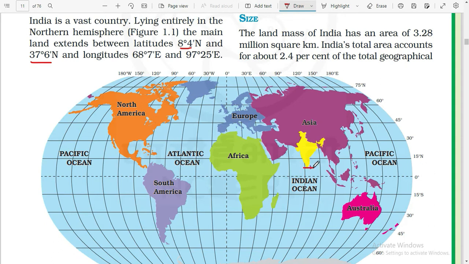So here when they say 8.4 degree north, it extends from 8.4 degree north to 37.6. See here, this is 8.4, between 0 and 15, so you can put it here as 8.4 in the north. And 37.6, the point between 30 and 45, when you put a line it will come as 37.6.